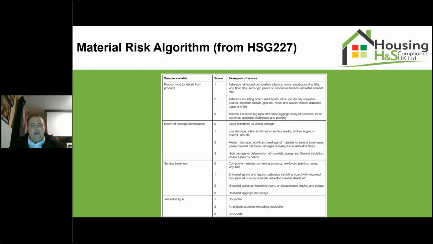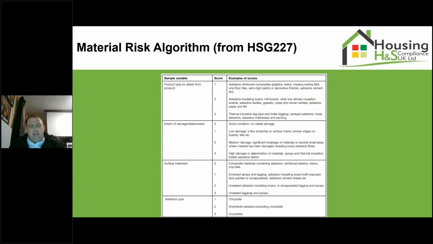What's the potential for people to be exposed? What this looks at is how easy the fibres are to be released. So the variables that we have are the product types and what the asbestos was added to. And that's an important consideration, because asbestos, first and foremost, was an additive. It was added to a number of different materials to enhance them, reinforce them for the various properties asbestos has.